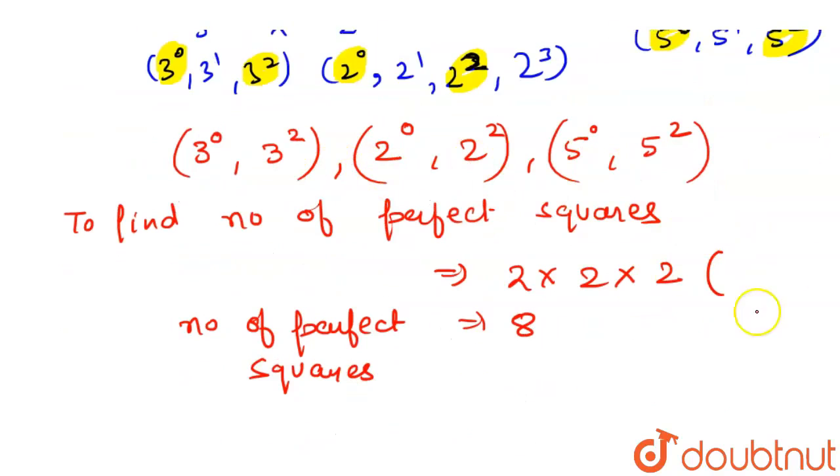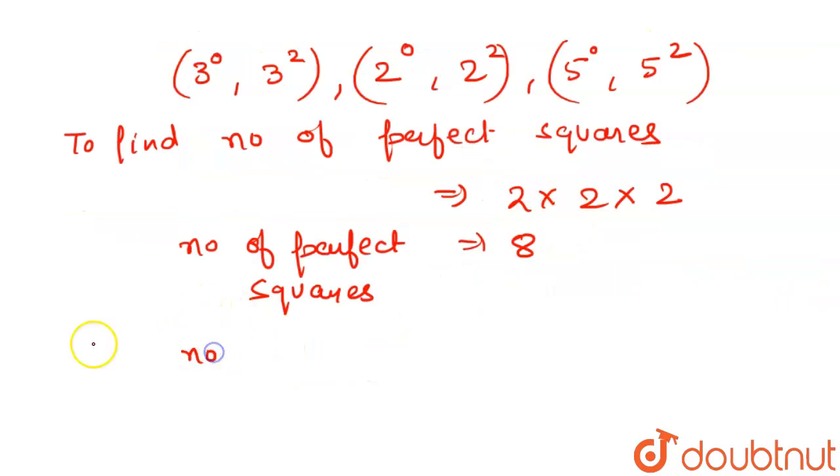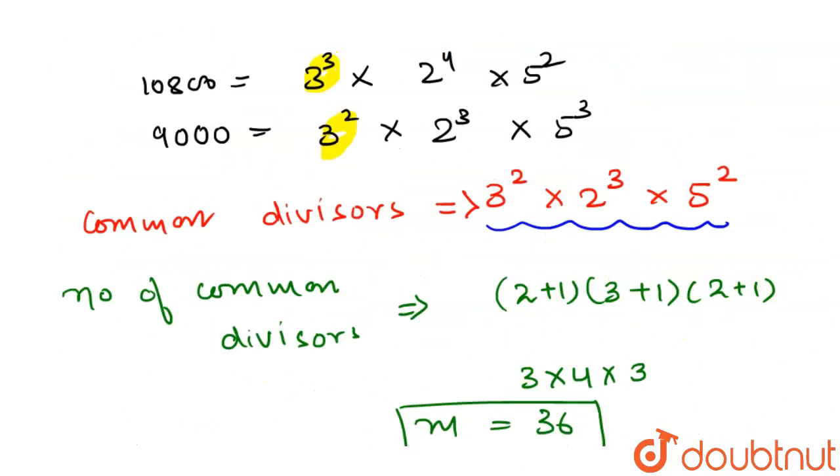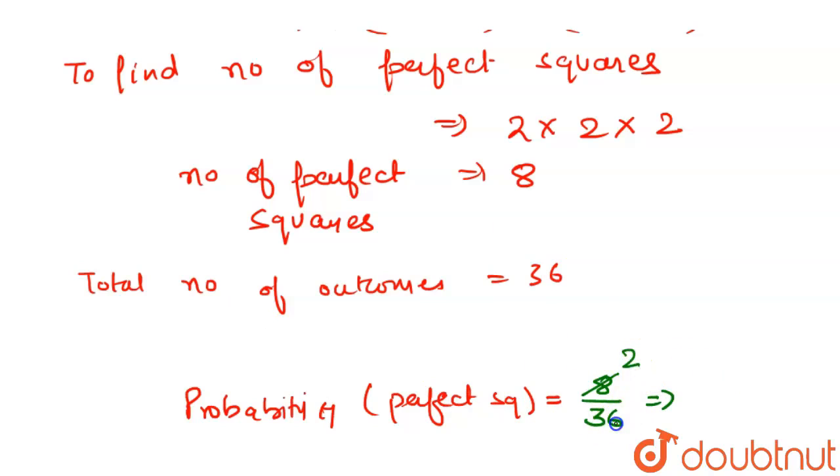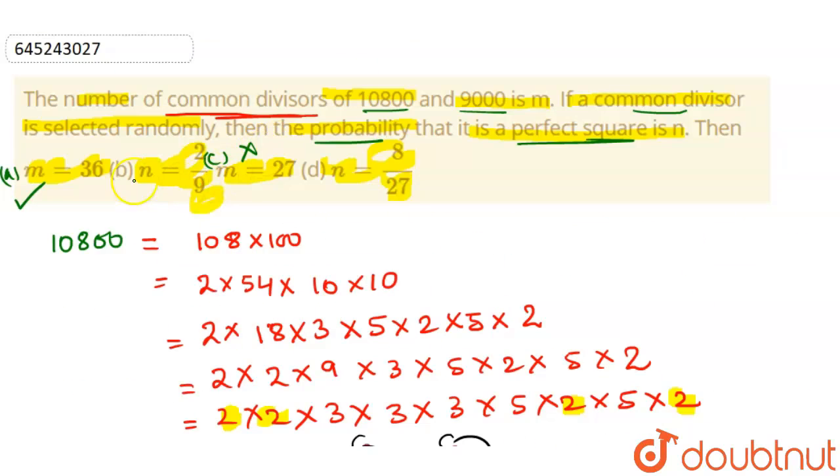So here we will write that this is 8, and the total number of outcomes, including perfect squares and all other numbers, is 36, right? We derived that m is equal to 36. So the probability of choosing a perfect square would be favorable outcomes upon total outcomes. That means 4 2s are 8, 4 9s are 36, so 2 upon 9, right? So we can say that B is also correct.